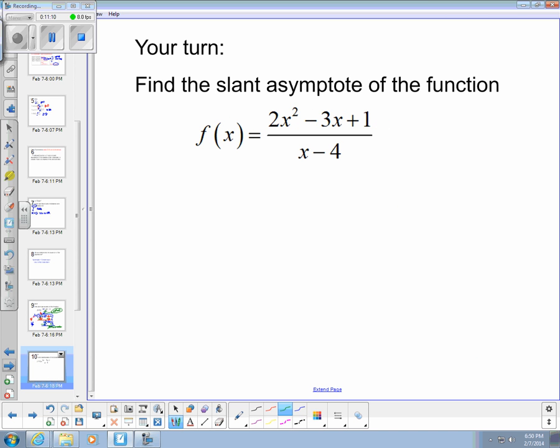Okay, I want you to try this one, so pause the video and work this problem out, and then start it back up when you've got an answer.